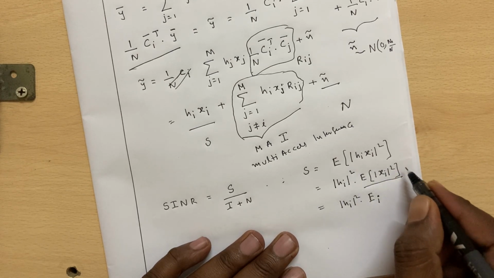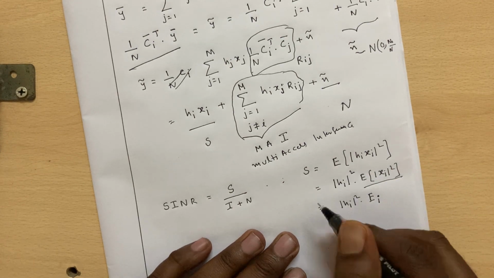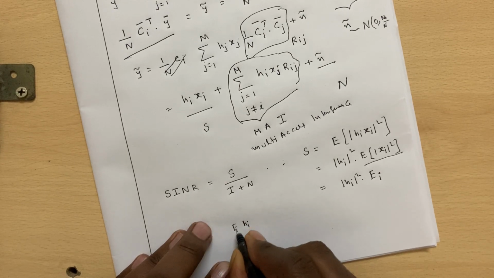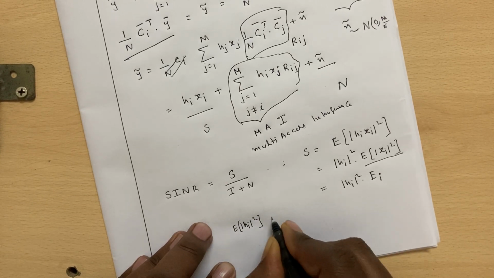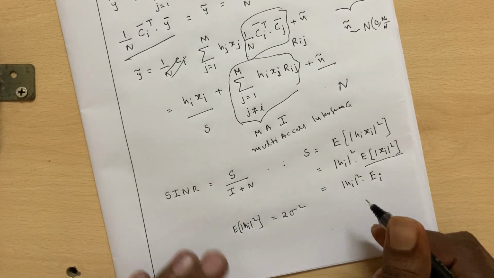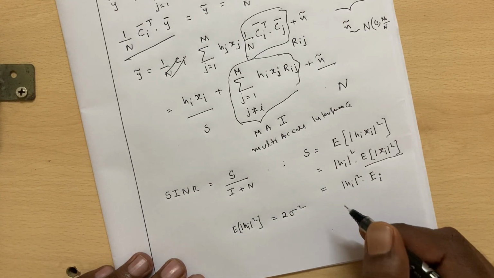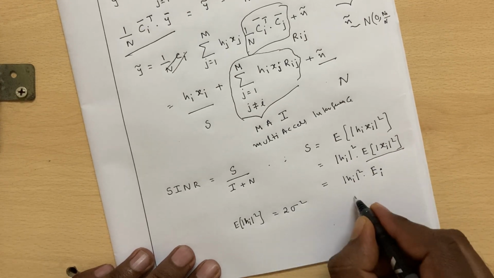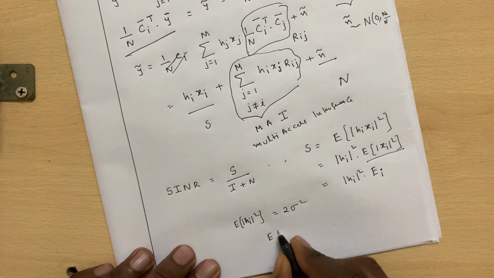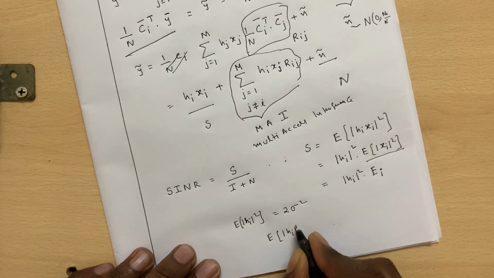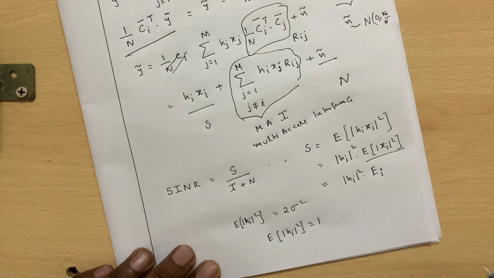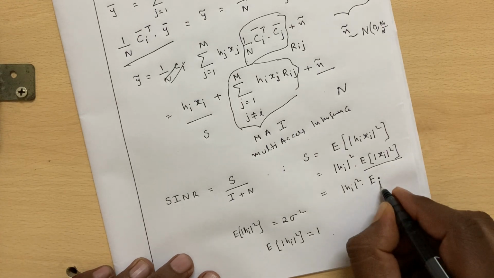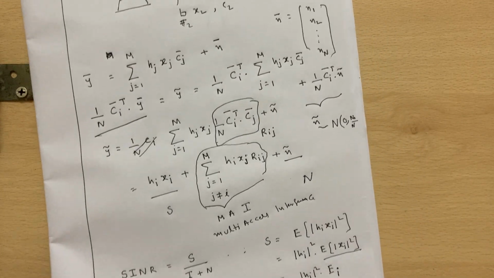If you write this in terms of transmitted signal energy, then this channel coefficient will have a power of 2 sigma square, where sigma square is the variance of the real part of h and sigma square is the variance of the imaginary part of h. But we are writing this in terms of received signal energy. So here, the expectation of mod hi square is equal to 1, so that this energy is the received signal energy, that is Ei.